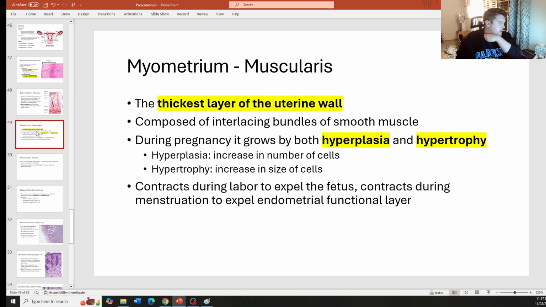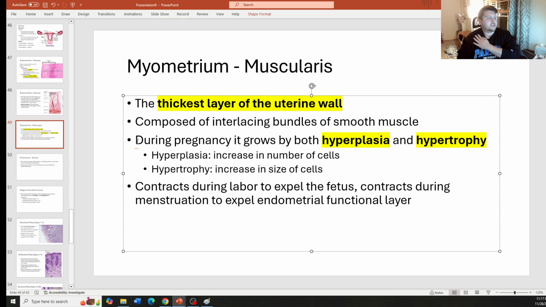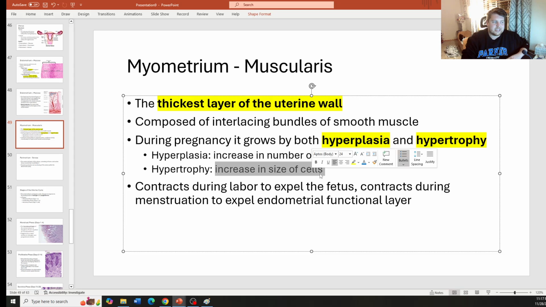The muscular layer, this muscularis layer, is the thickest layer of the uterine wall, and it has interlacing bundles of smooth muscle. So it's very, very muscular, a very thick part of the uterus. And during pregnancy, with all of the hormones that are released when implantation and pregnancy begin, you get hyperplasia and hypertrophy of cells within this layer. So you get an increase in the actual number of cells, and then also an increase in the size of those cells.